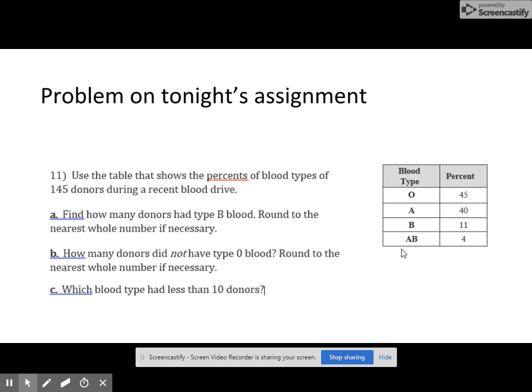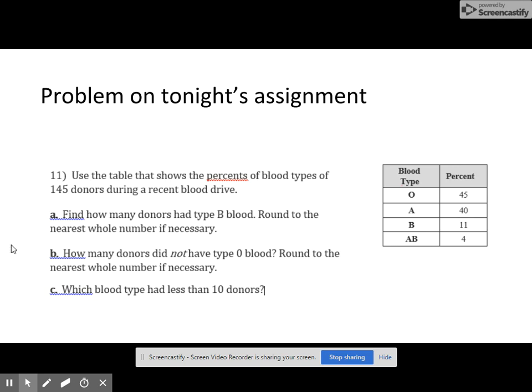So if you read through the question here, like A, find how many donors have type B blood. So we would use this 11% and we would use the 145 donors that is included in the problem to find the percent of people that have that blood type. Your answer will not be 11. Your answer will be how many donors, the percent of 145. What percent is 11 of 145?